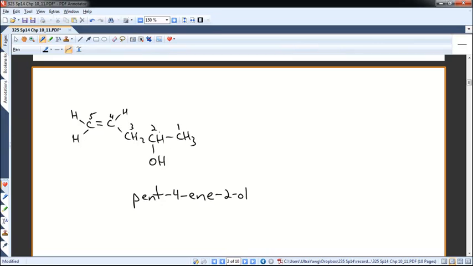Either way, I don't really care about that level of detail. I just care that you can recognize that the highest priority group has to go to the lowest position, count the chain properly, and then specify where the groups go. I'm not terribly interested in nomenclature at this point because there's a lot more important things like synthesis reactions and mechanisms that we get to do.